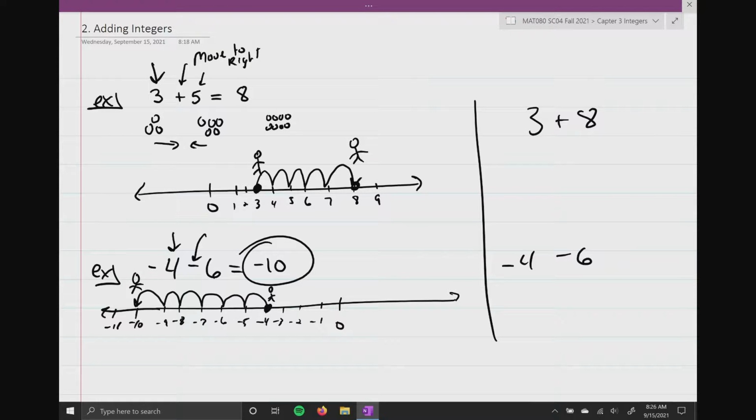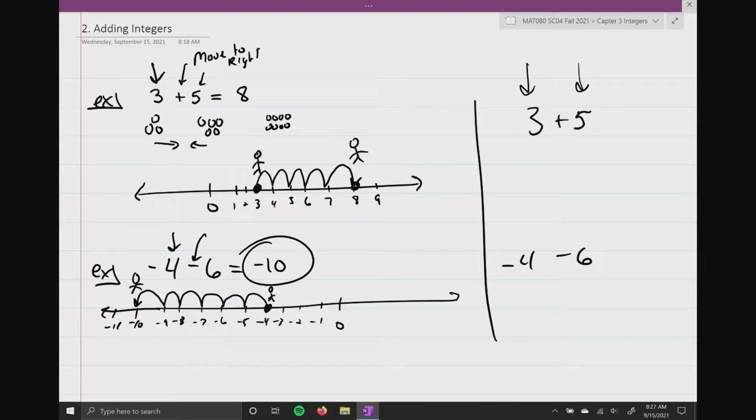So I'm just going to give you the answer. If you look at the signs of the numbers on the 3 and the 5, they're the same. They're both positive, correct? If you look at the signs on the 4 and the 6 in the second example, they're both negative, correct? When that occurs, you add the numbers. Think about it. 3 plus 5 is 8, correct?